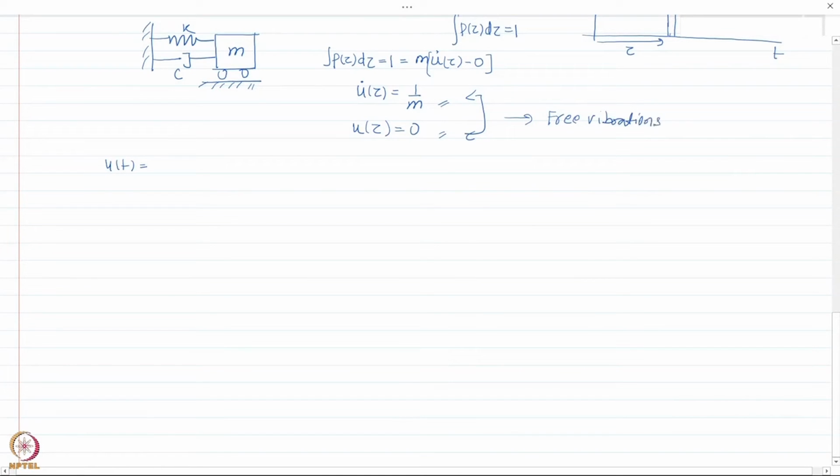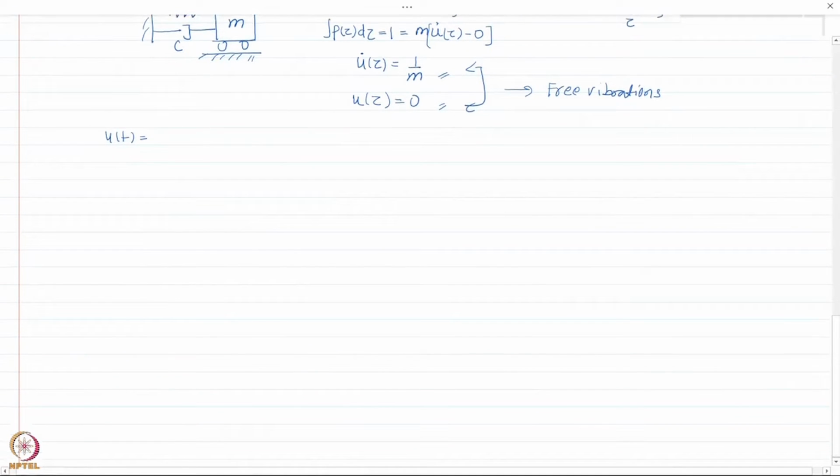If you remember the equation of motion for free vibration of an undamped system, let us first do the undamped system, and we'll again do the damped system. It was u of 0 cos omega n t plus u dot of 0 times sine omega n t divided by omega n. There is one small difference though. Here it was due to initial conditions at time t equal to 0. However, for us, the initial condition is at time t equal to tau.